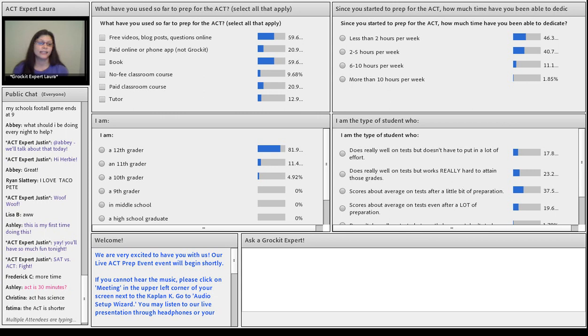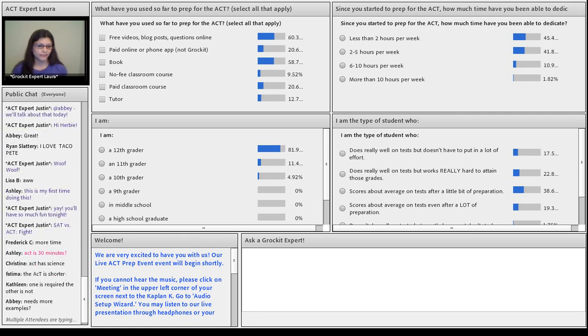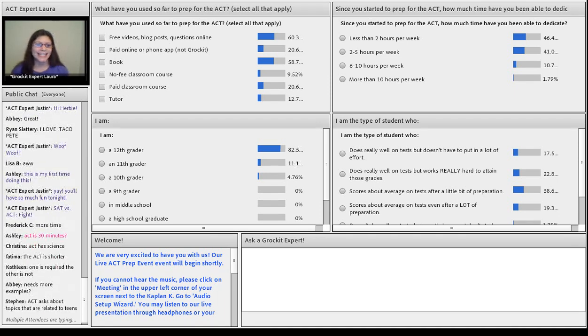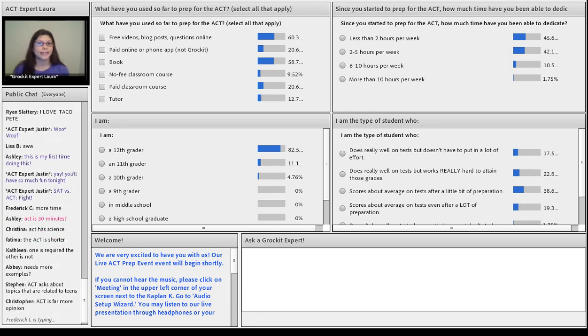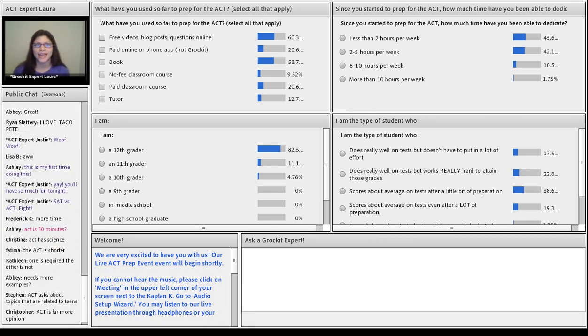The ACT overall is much different. The ACT does have science. The ACT overall is shorter. Kathleen has got it. For the ACT essay, it's actually not required. Abby, I'm glad you mentioned more examples. You don't necessarily have to add in more examples, but you're certainly welcome to because you have an extra 5 minutes.